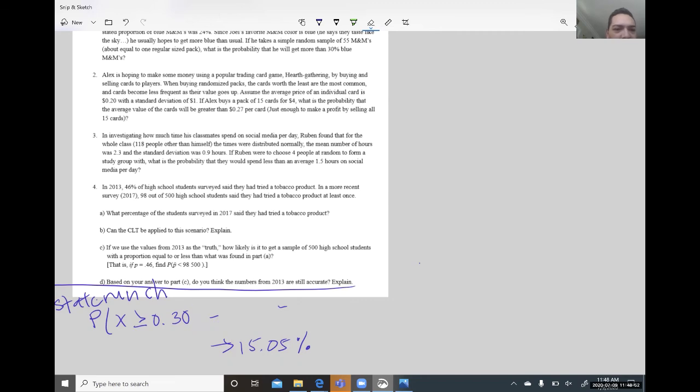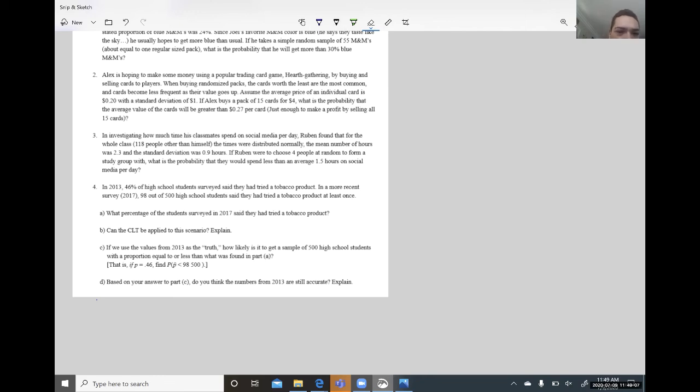When buying randomized packs, the cards worth the least are the most common, and the cards are less frequent as their value goes up. Assume the average price of an individual card is 20 cents with a standard deviation of $1. If Alex buys a pack of 15 cards for $4, what is the probability that the average value of cards will be greater than 27 cents per card, just enough to make profit by selling all 15 cards? Perfect, thank you.